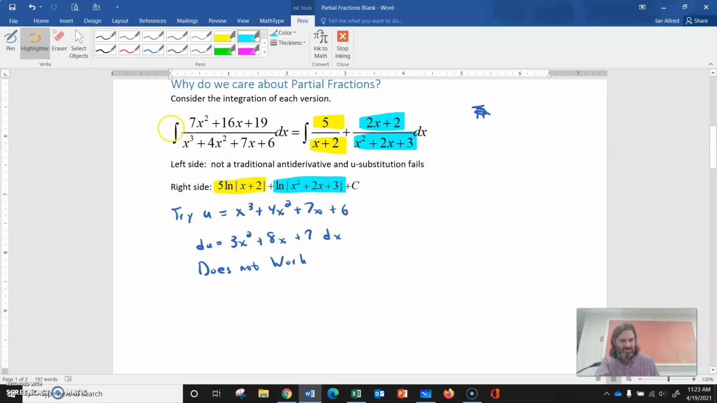So we weren't able to integrate the big complicated fraction. Now, just because it's big and complicated doesn't mean you can't integrate it, but in this case you can't. So we were able to turn it into simpler fractions that we can integrate.